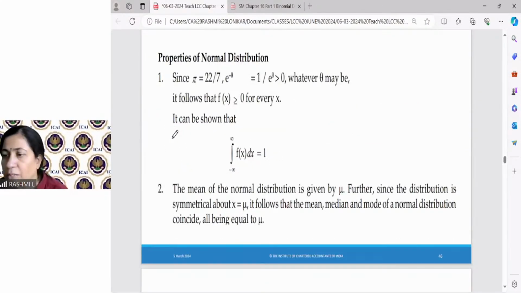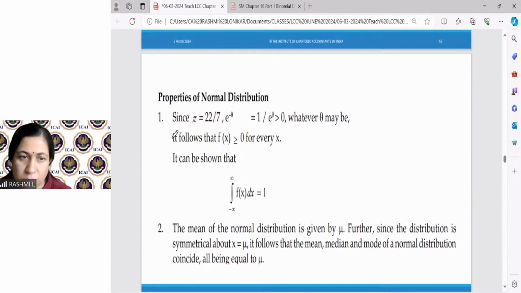So properties of normal distribution. What, any other questions you have? What is the question? Yes, we are going to study more of the standard normal variate. Yes.